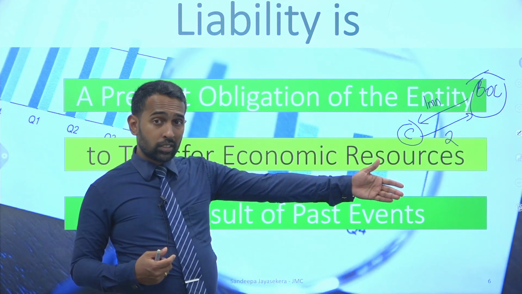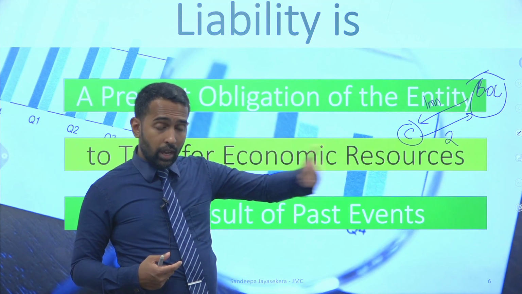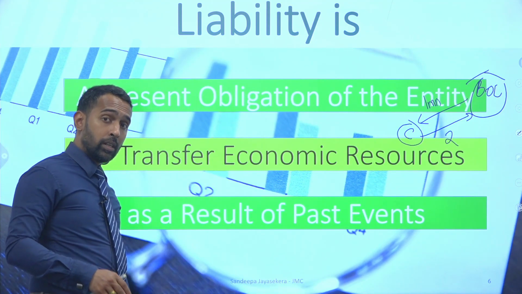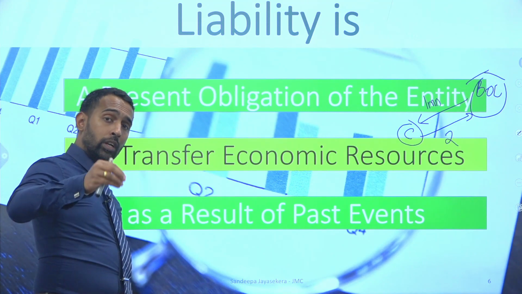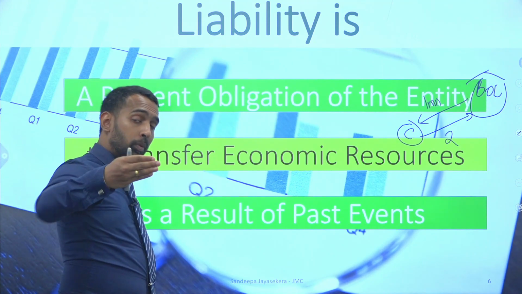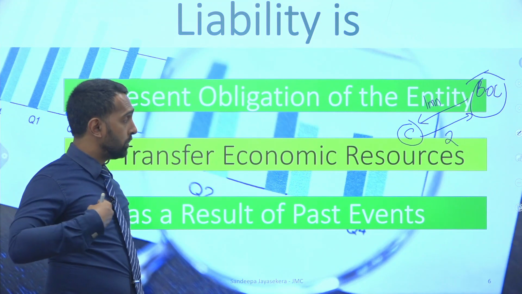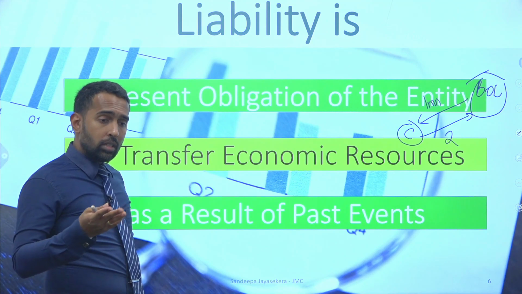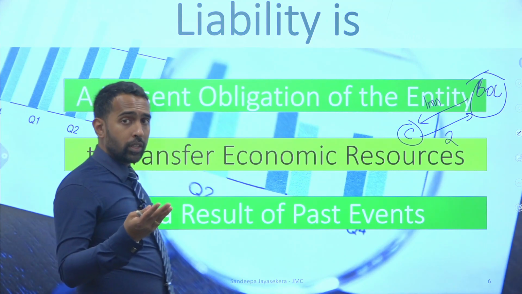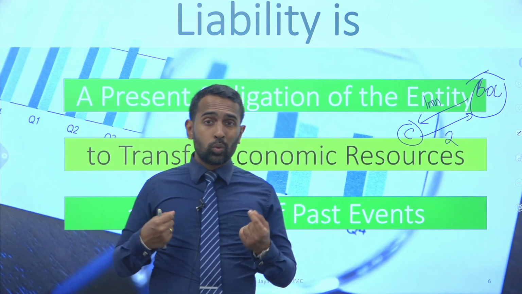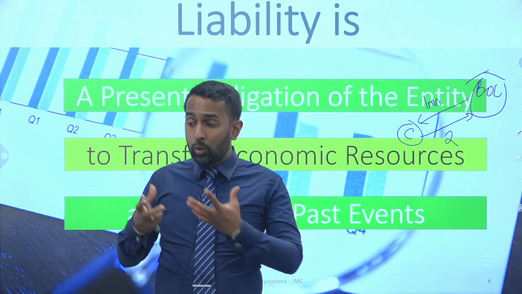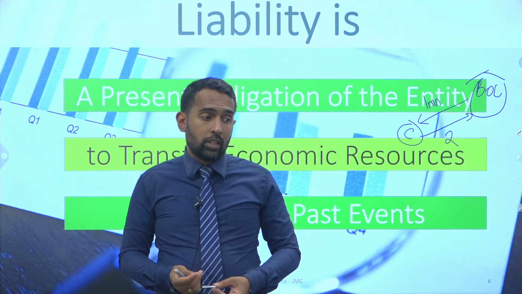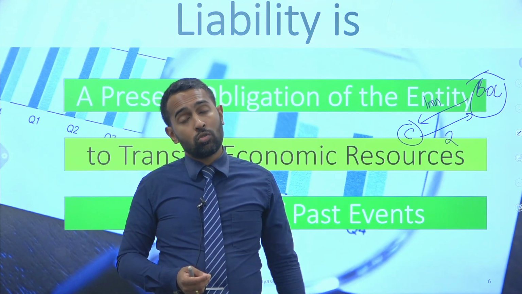Is it an obligation? Yes. If the customer comes up with a manufacturing defect, I have to rectify at my own cost. So I am obliged. Is it present? Yes. For the items that I have sold up to now, for the next 6 months, I have an obligation. Okay, it's present. And will it transfer economic resources? Yes. If there is a manufacturing defect, when I am supposed to correct it, I have to use labor, equipment, and materials. There will be an outflow of economic resources.